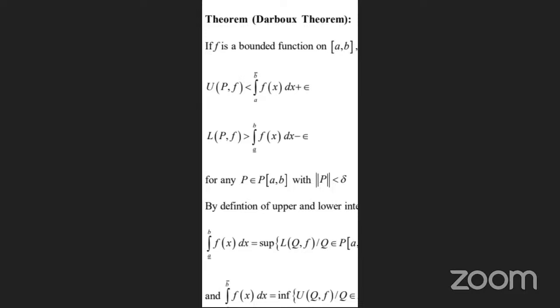So upper Riemann sum means U(P,f) is less than the upper Riemann integral, the integral from a to b of f(x) dx with the bar above, read as the upper limit, plus epsilon. Upper Riemann sum is less than upper Riemann integral plus epsilon. Lower Riemann sum is greater than lower Riemann integral minus epsilon. Here P is any one partition from the partition set, defined on closed interval [a,b], with the norm of the partition satisfying the relation.